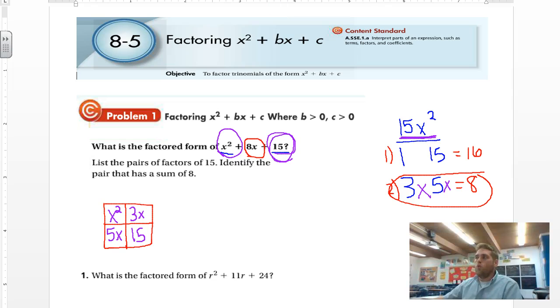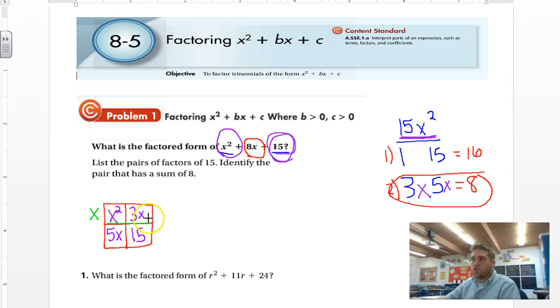Now, once we have our box filled out, I need to pull stuff out of it. So I look at my top row, my x squared and my 3x, and I ask myself, what do those two things have in common? Well, this has a 3, but this doesn't have a 3, so there's no 3. But they both have an x in them, so I'm going to pull out my x. See how I put it out right here. They're all on the same line.